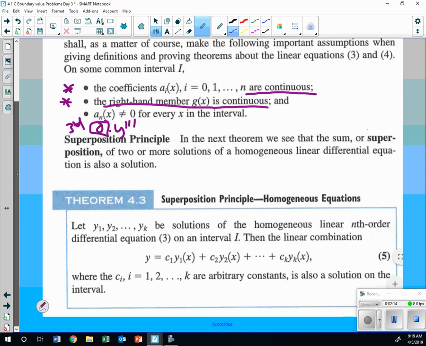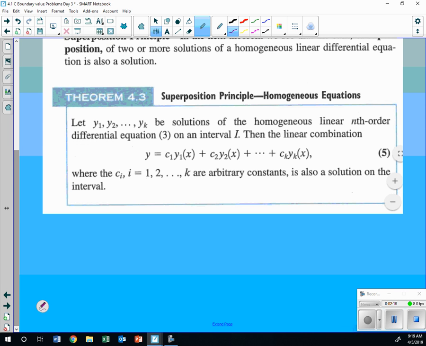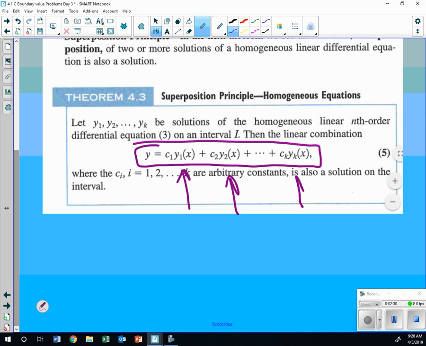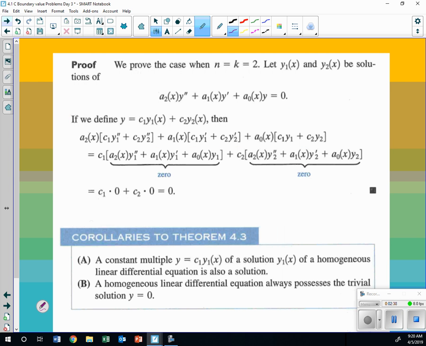All right, so superposition. All you're doing is, when they give you solutions, you can put them together into one big answer. In other words, if this was a solution, this was a solution, and so on, you can add those up and it will make one grand solution. Superposition. Look at this proof real quick. I think it's kind of neat.